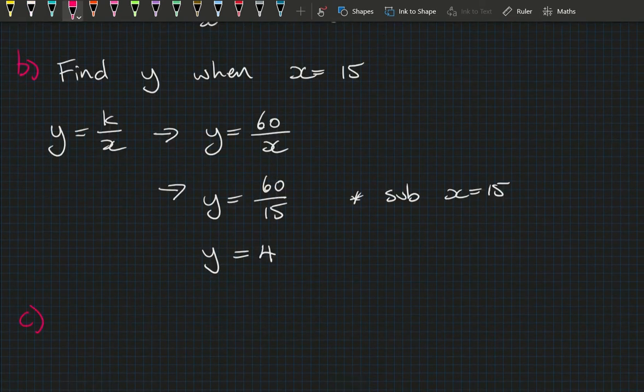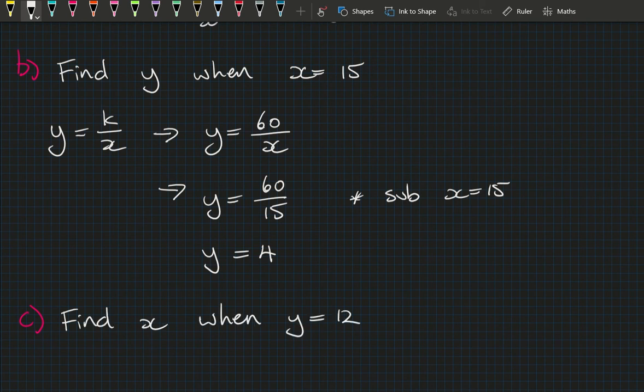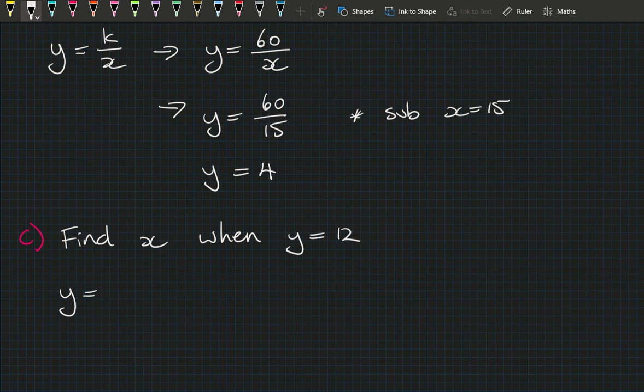Let's move on to part C, where we're going to find x when y is equal to 12. So we've got y equals k on x, which means y equals 60 on x.